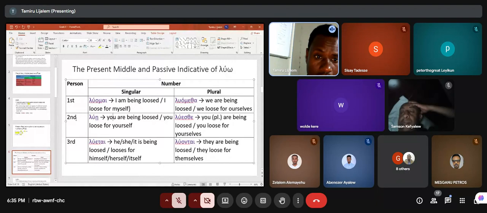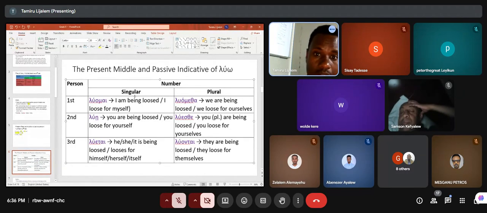Then since it is second person, whether it is plural or singular, you use the English pronoun you, but the context determines whether it is singular or plural. But Greek identifies the second person singular or plural by adding a person number suffix.